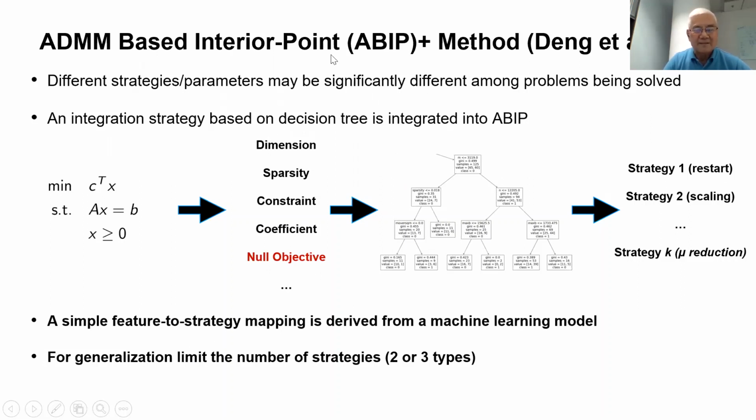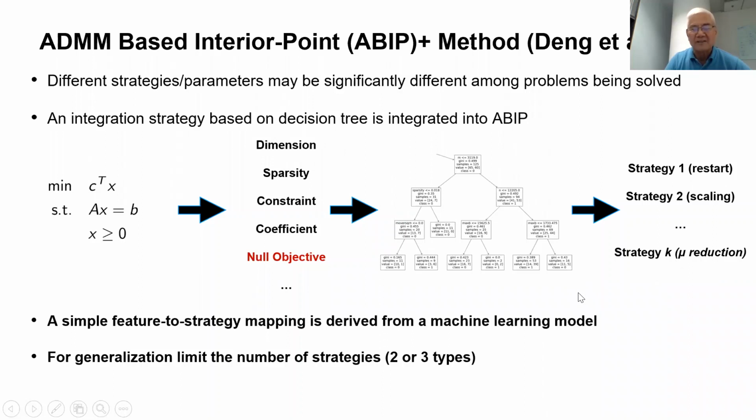So since this method came out, we did a substantially new update. The update actually tries to use machine learning technology, okay? Depending on the C vector, A matrix densities or B's, we create these features, and we map them into different strategies. For example, strategy 1 is called the restart strategy. Strategy 2, again, is related to some kind of scaling. And another strategy is how to reduce mu.